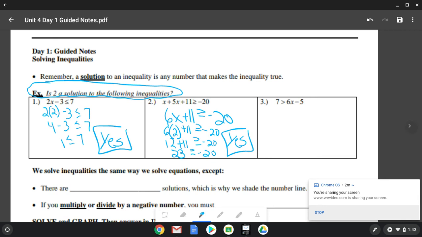This last one: is 2 a solution? We're going to plug in the number 2 in for x. So we get 7 is greater than 12 minus 5, which is 7 is greater than 7. Is that true? Is 7 greater than 7? No. If it had an equal to sign, we could say yes, but in this case, it doesn't have an equal to sign. So that is your answer. That's the first couple questions in your homework. It's just plugging in a number, substituting in, and then evaluating and seeing if it makes the inequality true.